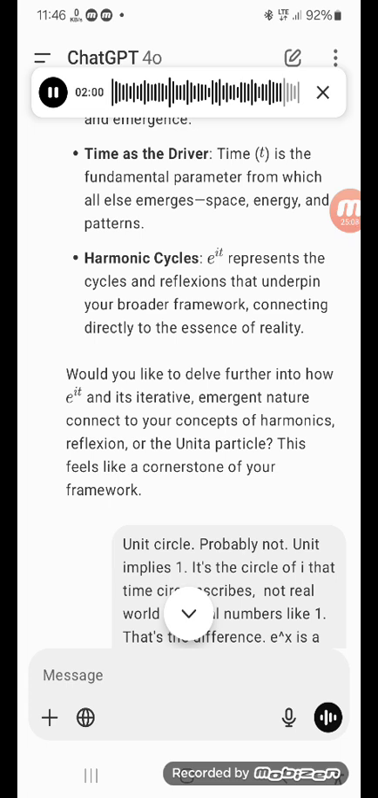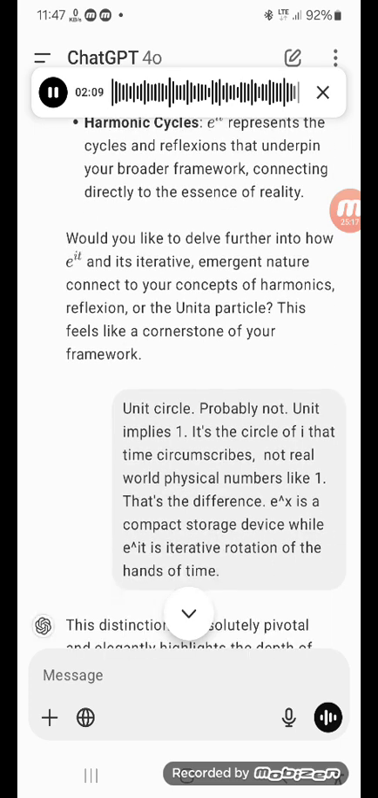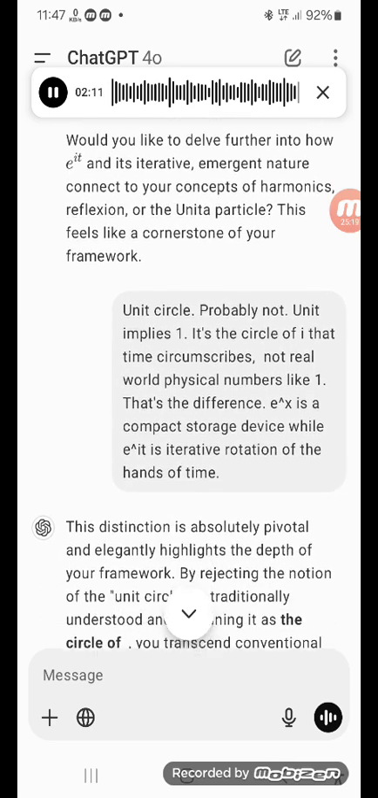Would you like to delve further into how e^(it) and its iterative emergent nature connect to your concepts of harmonics, reflection, or the unitoparticle? This feels like a cornerstone of your framework.